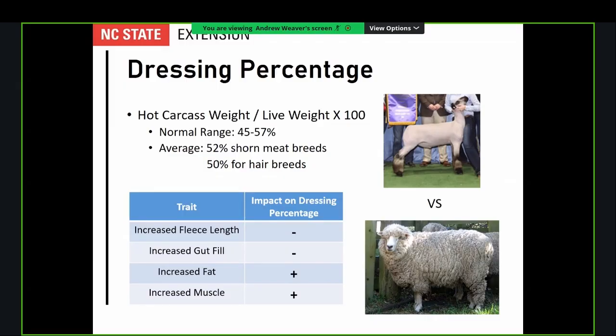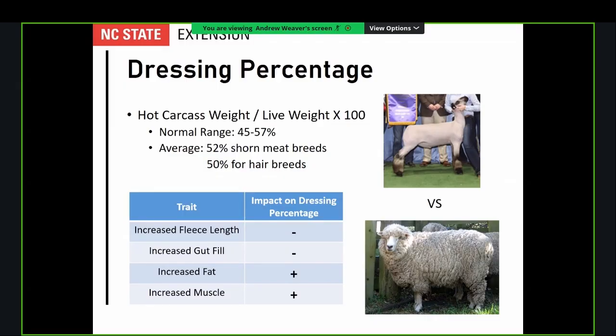I didn't include that the presence of horns would also play into dressing percentage. If we have horned animals, those horns are removed when the head is taken off. The horns would contribute to live weight, but would not contribute to carcass weight, and so the presence of horns would lower dressing percentage. So there's a number of factors here that play into this.